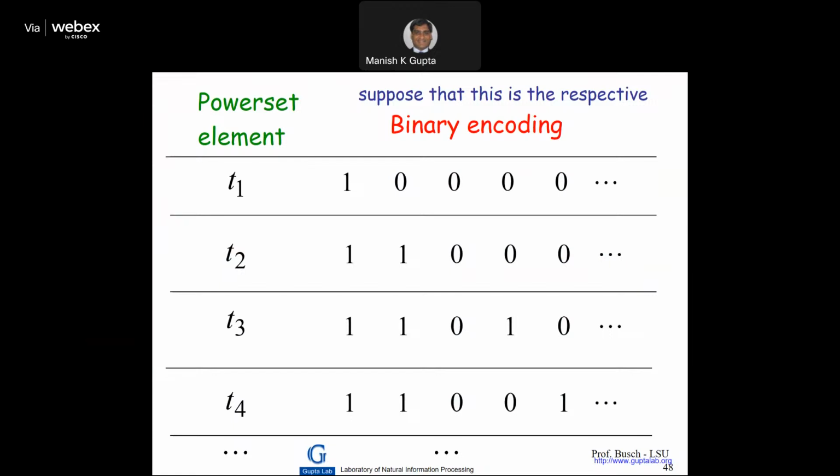These are some binary strings. I don't care what their values are, right? I'm just saying that these are the binary strings. T1 is this, T2 is this, T3 is this, T4 is this, like this. Right? Any problem up to this point? Clear? Very good. So now these are the power set elements and they are the corresponding binary strings.